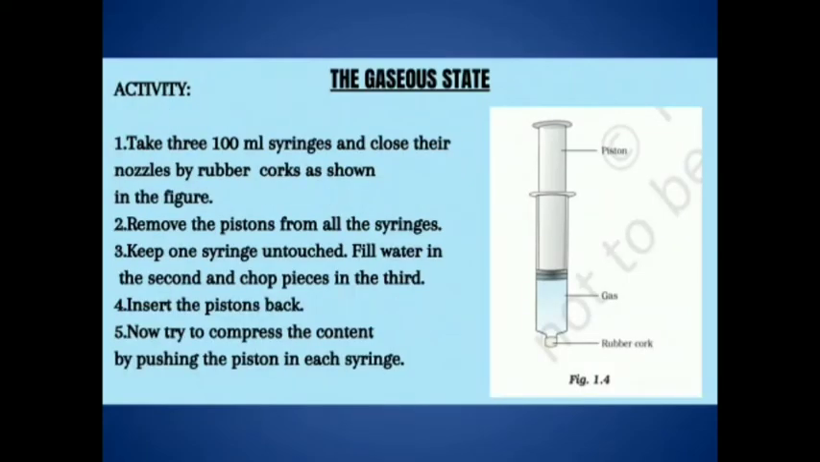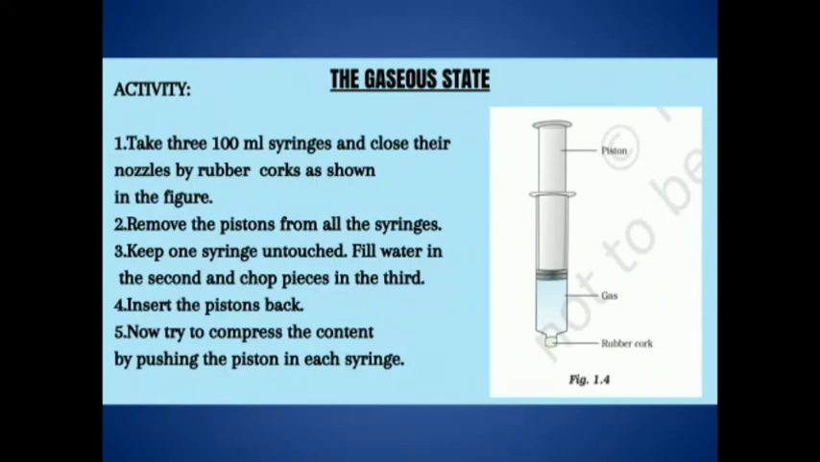Now we will talk about the third state, that is the gaseous state. For that we will take syringes. These three syringes we have to take, 100 ml syringes. Close the nozzles with a rubber cork. Remove the pistons of all syringes. First syringe, keep untouched. Don't fill anything in that. In the second syringe, put some water. And in the third syringe, put some solid, like small pieces of chalk. Then insert the pistons of the three syringes and just press.